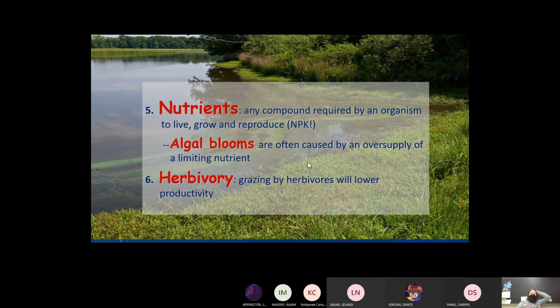Algal blooms, you guys saw a couple pictures of those last week, are often caused by an oversupply of a limiting nutrient. So you put a whole lot of this NPK or any one of those, and it runs off into a local river or stream, and it just allows everything, like all that algae, to just grow out of control. That's an oversupply. We also talked about eutrophication. That's where that comes from. And herbivory, grazing by herbivores will lower productivity. So it's not just the grazing of them because they lose their leaves, but also the stomping as well will kill it.